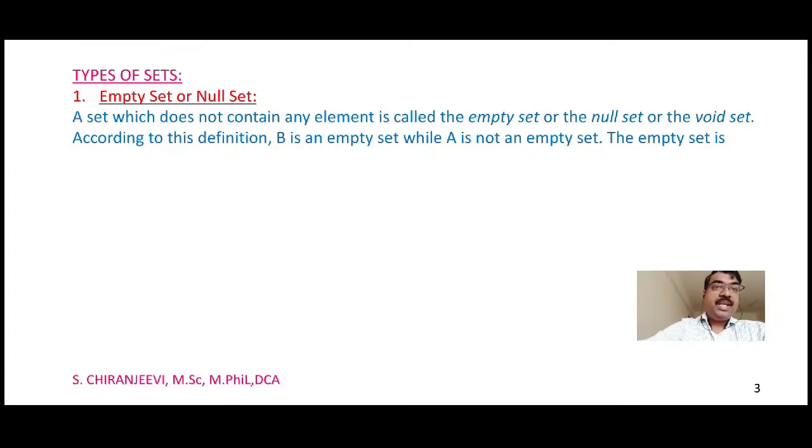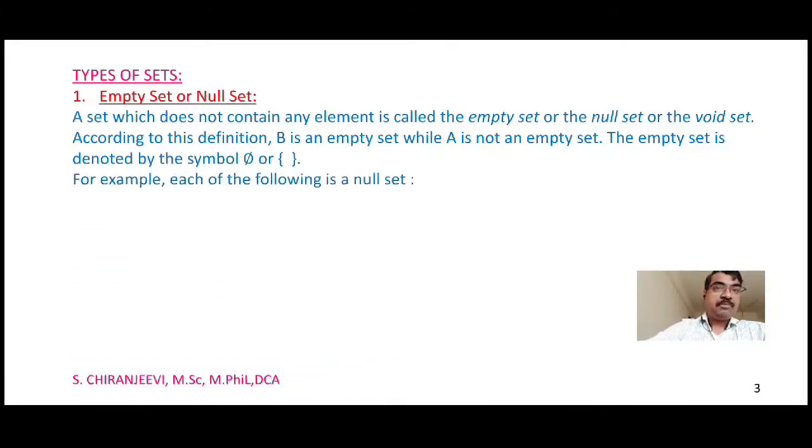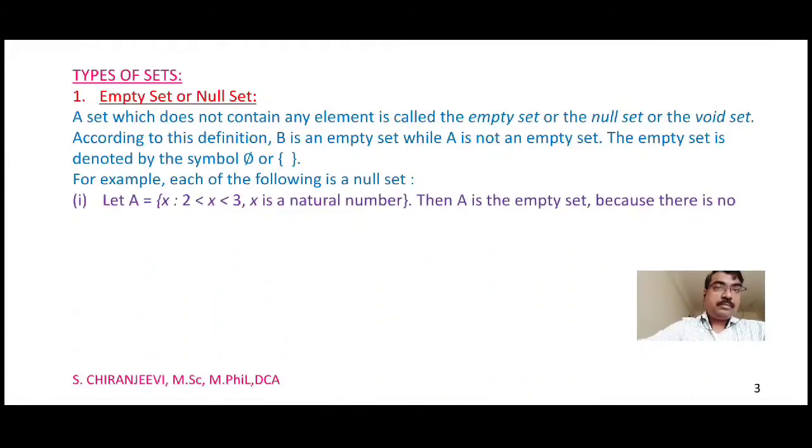According to this, B is an empty set while A is not an empty set. The empty set is denoted by the symbol phi or flower brackets. For example, each of the following is a null set.